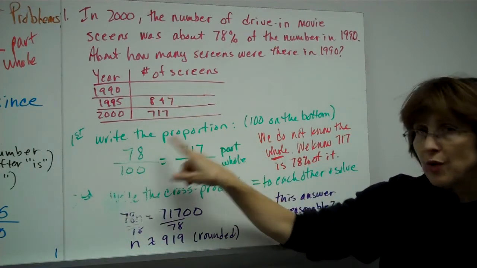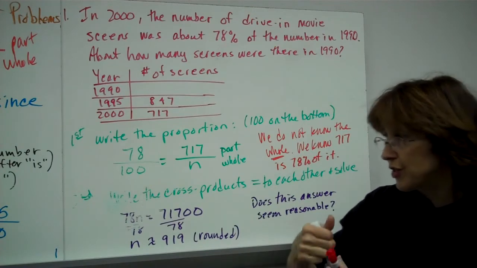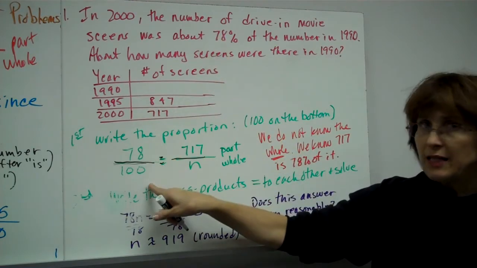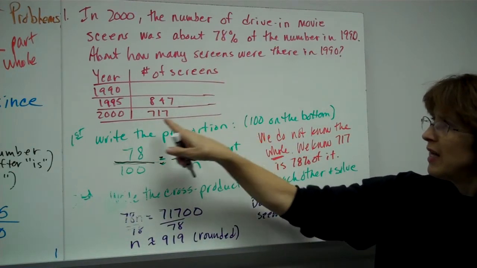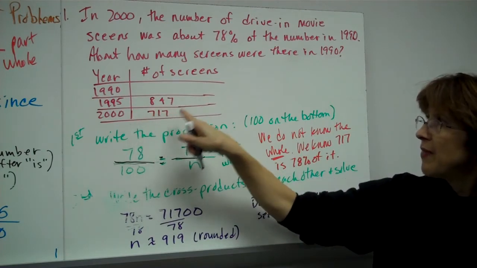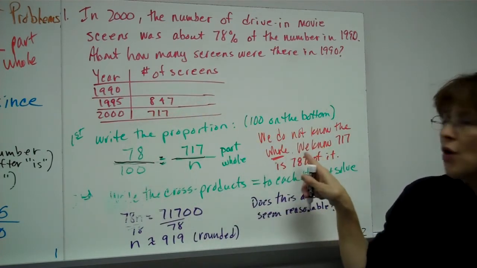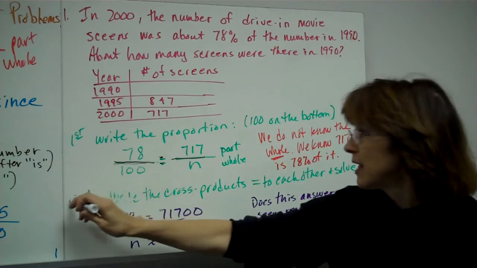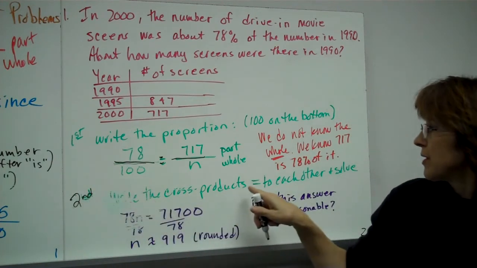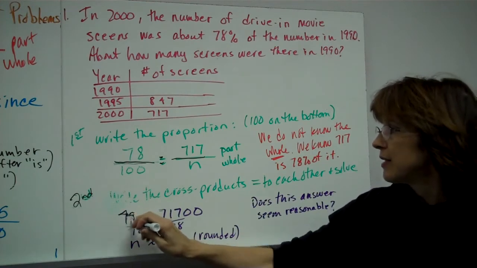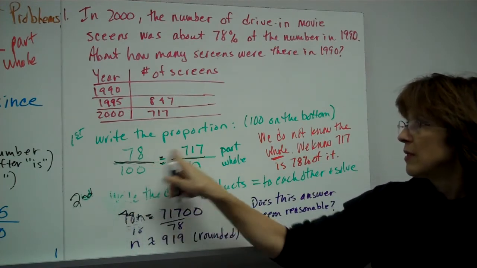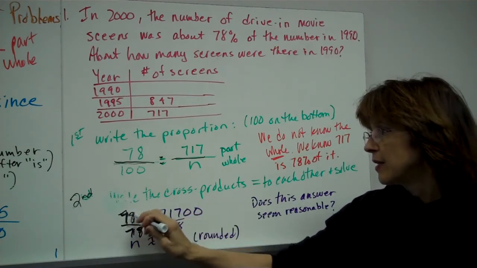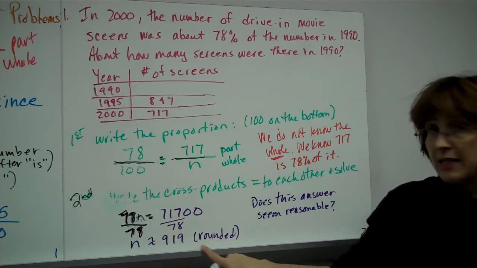Okay, so first you write your proportion, write down your skeleton, which is just the bar equals the bar. And you know the 78%, you'd write that down first, that's easy. Then you have to figure out, well, I know 717 in 2000, and that's going to be the part. We don't know the whole. We don't know how many total there were in 1990, and that's going to be the whole, so that's where your n goes. Then the second thing, which got erased, you write the cross products equal to each other. So you write that 78 times n is going to equal this times this, which is 717 with two zeros after it. Then you divide by the 78, and you end up with about 919. And that's it rounded.